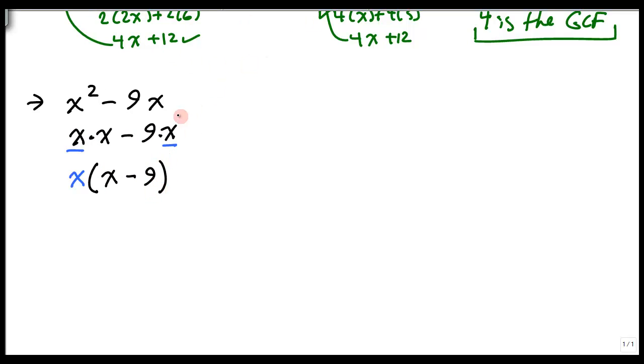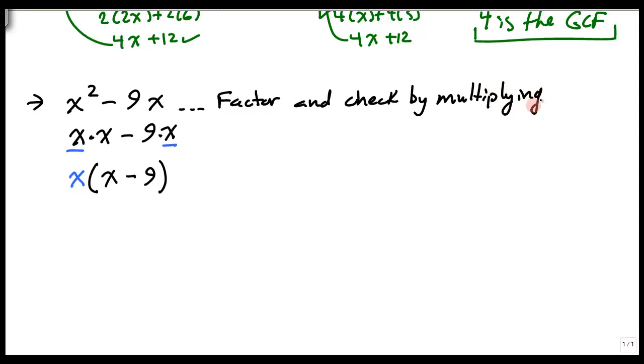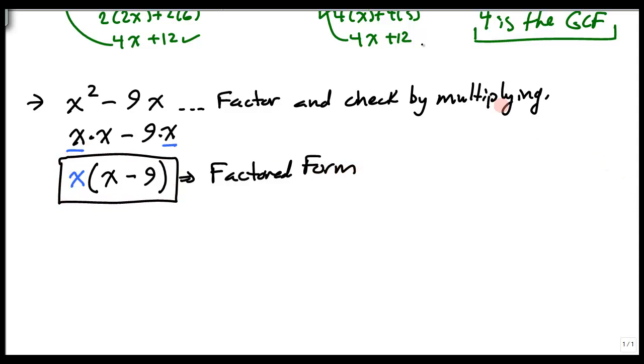A lot of times, your directions for a problem like this will be to factor and check by multiplying. Well, if we look at factoring and then checking by multiplying, I have one more step to go. So this right here, the x times x minus 9, is called my factored form. So this would be my answer. This is what you'd put in your solution set.